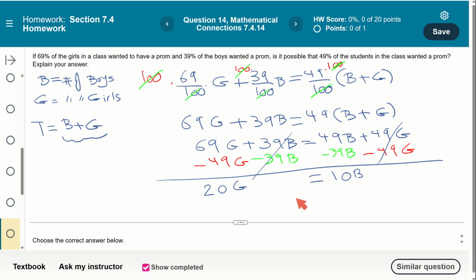So if I divide both sides by 10, we get a nice relationship. We get b on the right side, 2g on the left side. So the only way this is going to become possible is if the number of boys is twice the number of girls. Another way we can say that is if there are twice as many boys as there are girls. All right, so a nice problem. Make sure you understand it because it's really good practice with just common sense, right? And setting up equations, etc.